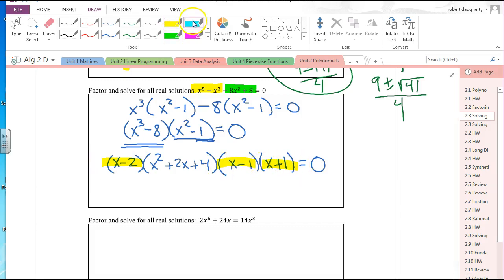You can try it, but you should remember that anytime you factor the difference of cubes, that quadratic will not have real solutions. It's going to be complex if you didn't remember it. But my only solutions here are x equal to 1 and negative 1.